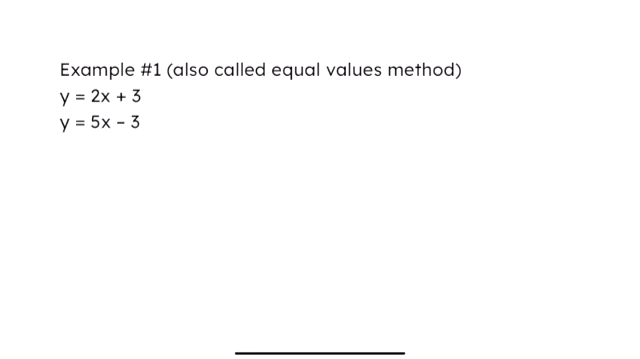So our first equation tells us that y is equal to 2x plus 3. Our second equation tells us that y is equal to 5x minus 3. In order to solve this, we're actually looking for an ordered pair (x, y), a number for x and a number for y, and when we plug it in, we want both equations to be true. We'll talk more about what that means after we've solved.